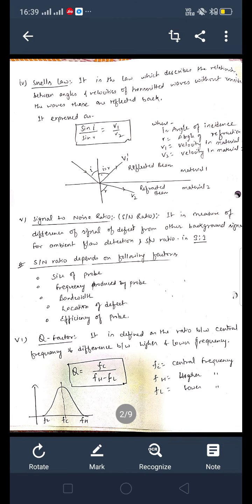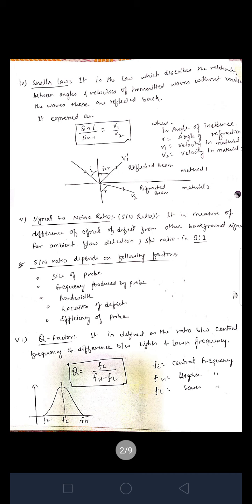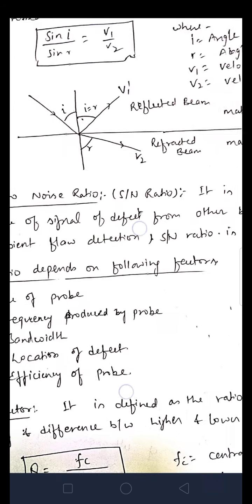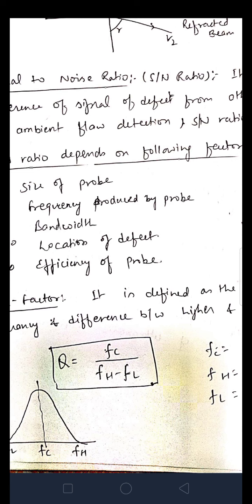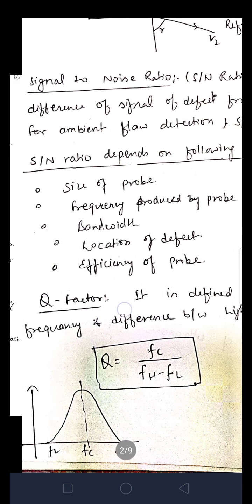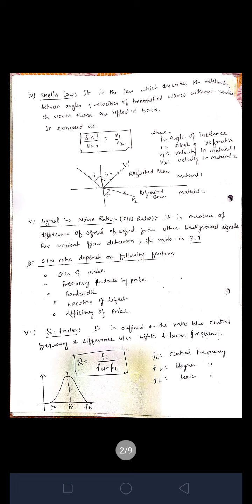And next is the Q factor. What is the Q factor? It is defined as the ratio between the central frequency and the difference between the higher and lower frequency. Here is the formula. Q equals FC upon FH minus FL. FC is the central frequency, FH is the higher frequency and FL is the lower frequency. And here is the graph of the Q factor. So this is the Q factor.